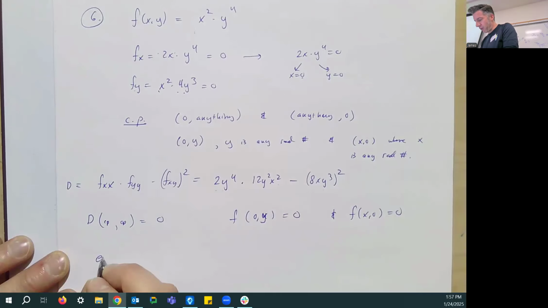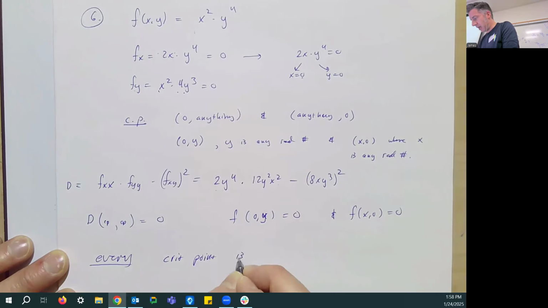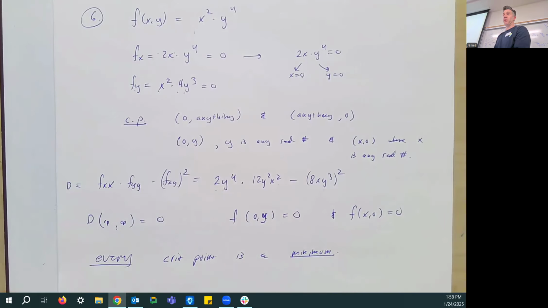So every critical point is a minimum. It's actually an absolute minimum because it's smaller than every other possible value the function can have.